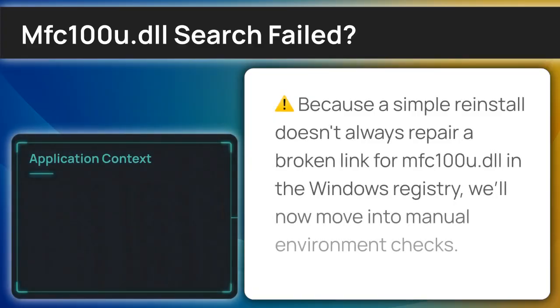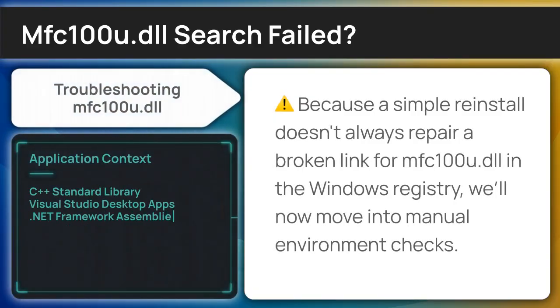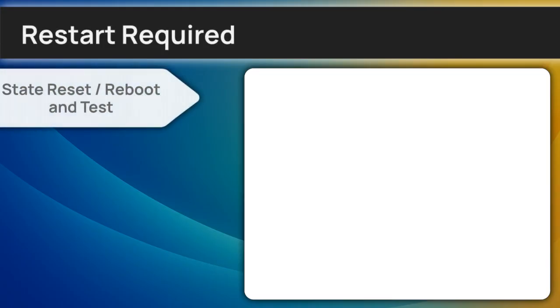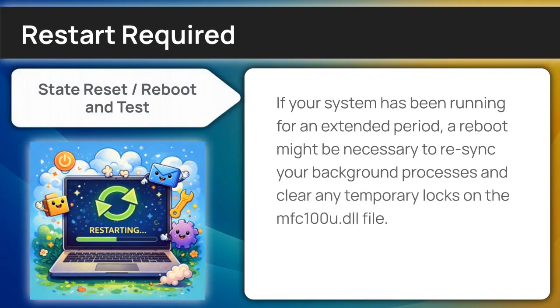If a standard reinstallation doesn't restore the library, we need to verify if the system environment is properly recognizing the new components. A full system restart ensures that no background processes are currently locking the mfc100 Unicode file. A fresh boot allows Windows to reinitialize its library map from a clean state.